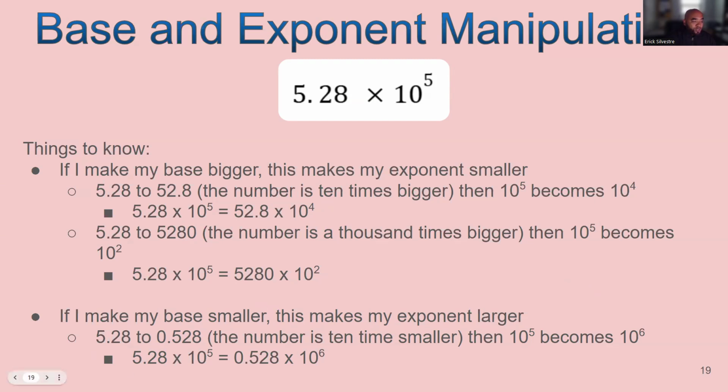So if I move from 5.28 to 0.528, all right, the number is 10 times smaller, then that means that 10 to the 5th power becomes 10 to the 6th power, all right, because I moved one place value to the left. I made it smaller, therefore I have to make my exponent larger. So 5.28 times 10 to the 5th is the same exact thing as saying 0.528 times 10 to the 6th power.